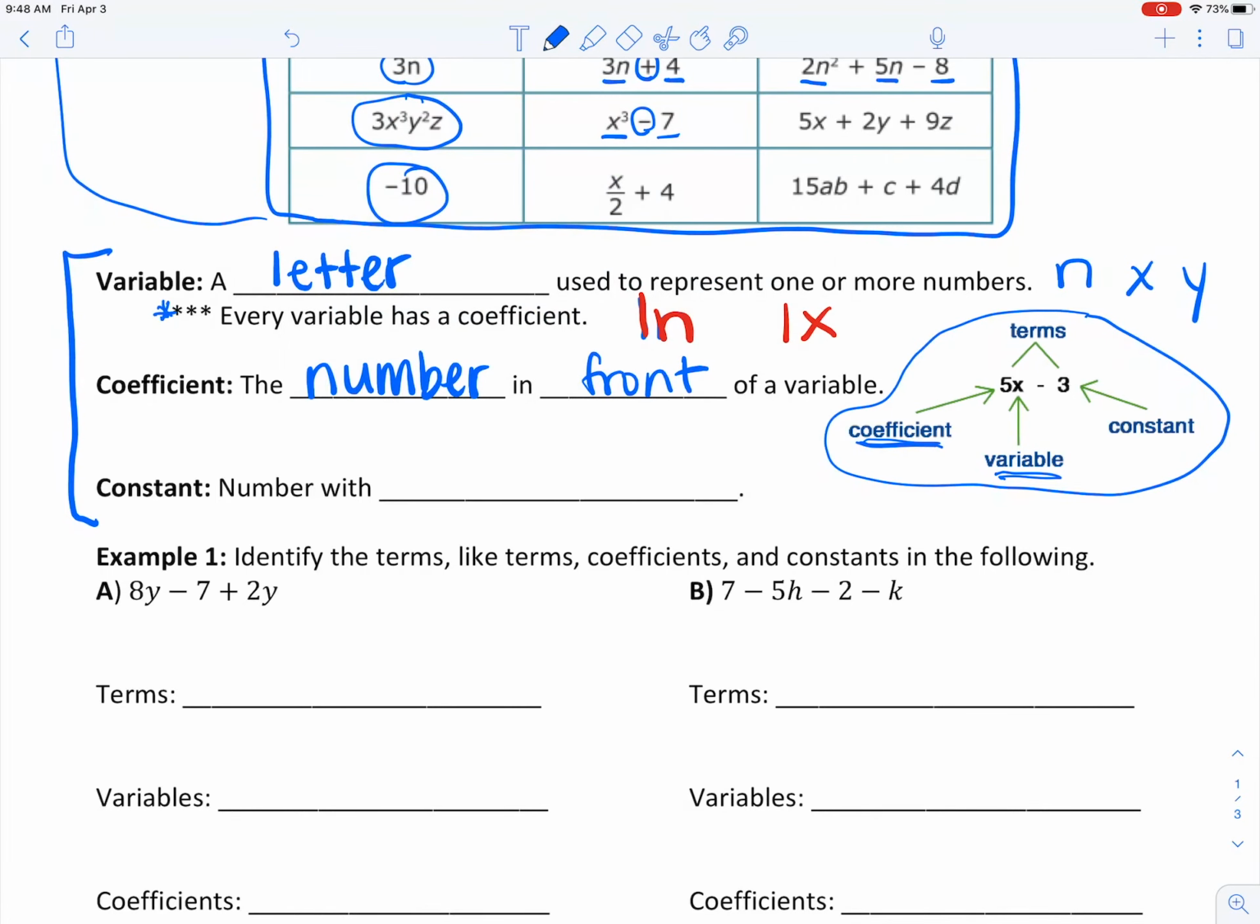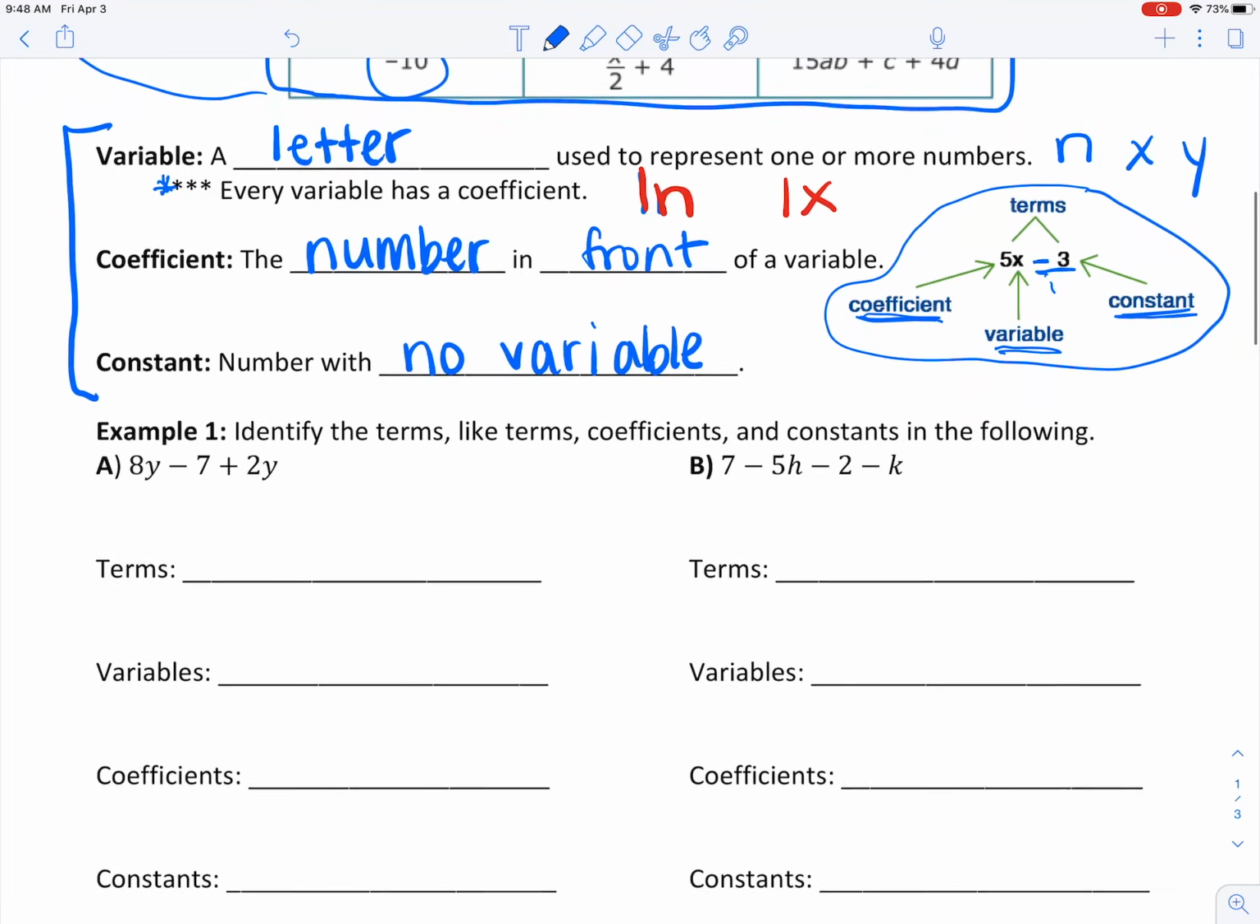Okay, now we have the word constant, and that is just a number with no variable. So in our example over here, the constant is the number, now this is important, it's the number -3. So we are always going to assume that numbers are positive if there's no plus or minus in front of them. Okay, but if you ever see a minus, you're going to treat that number as a negative. So I think that's going to be more clear as we go through an actual example.